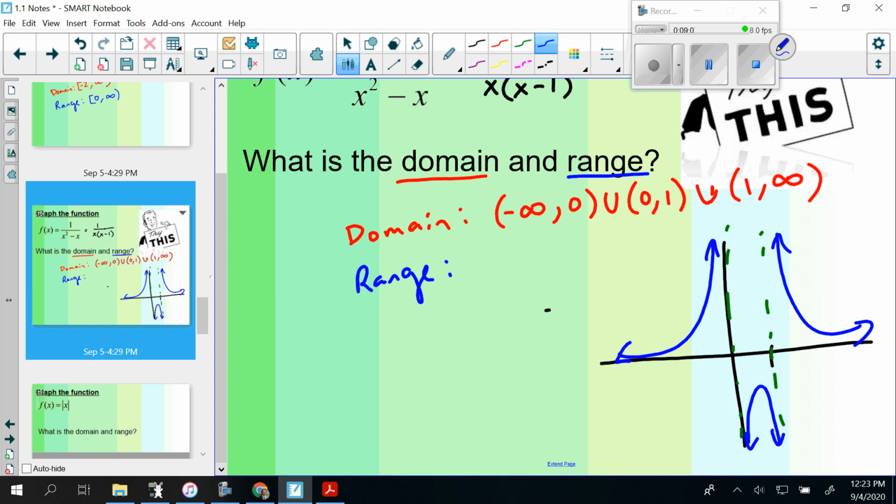What y values do we see? Well, we definitely see the y values here, where this is going to keep going. It's never going to quite touch 0. So 0 is not included in this. But we do see it keeps going up, so it's going to go up to all the numbers going up to infinity here. So that's part of it.